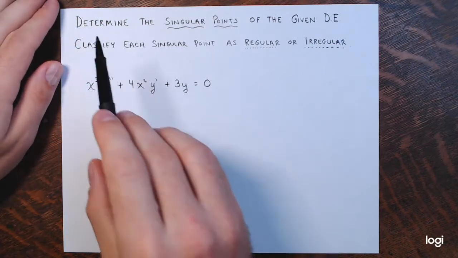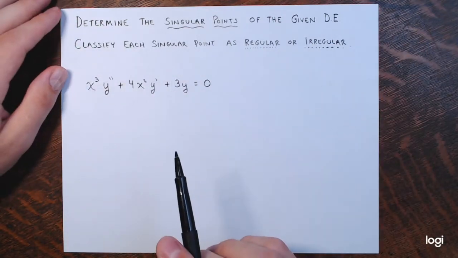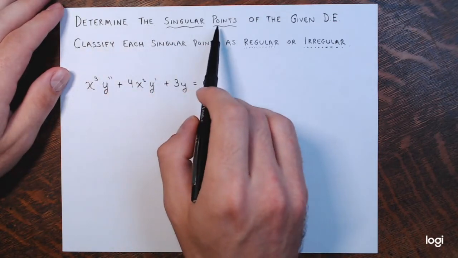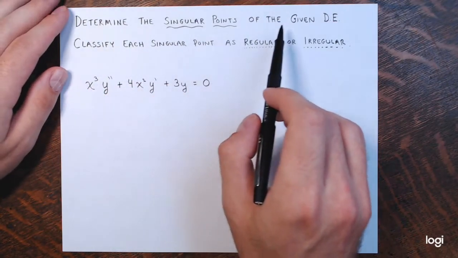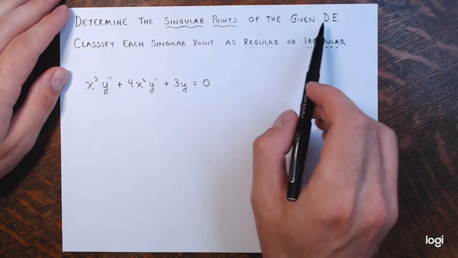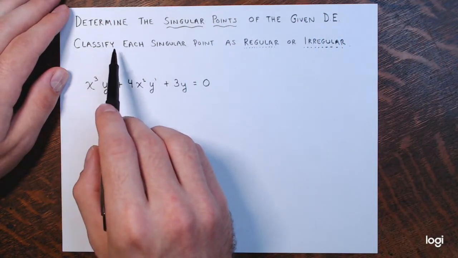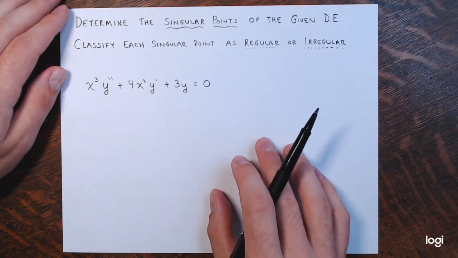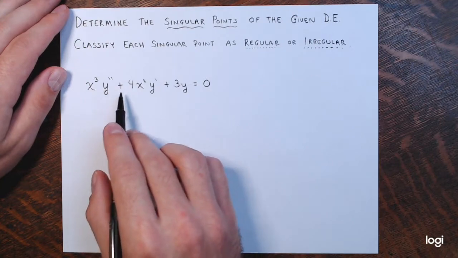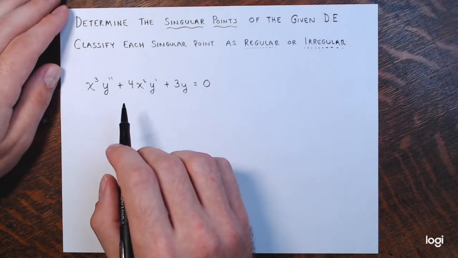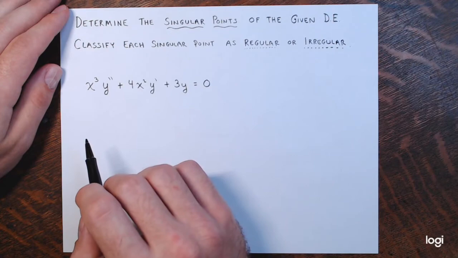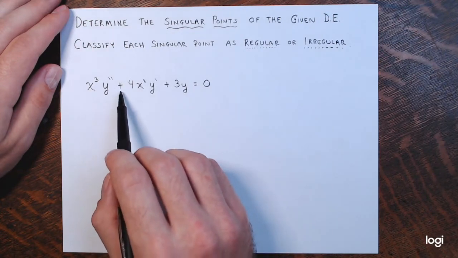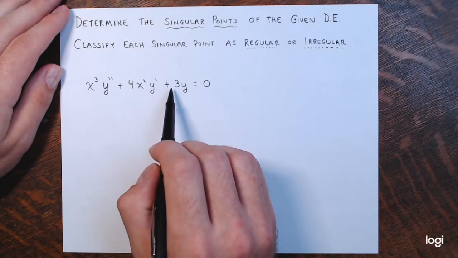So my instructions for every single one of these examples in this video are: first off, determine the singular points of the given differential equation. Then we're going to classify each singular point as regular or irregular. Alright, so this first equation, again, they're all going to be second order linear homogeneous equations. So I have x cubed times y double prime plus 4x squared times y prime plus 3y equals 0.